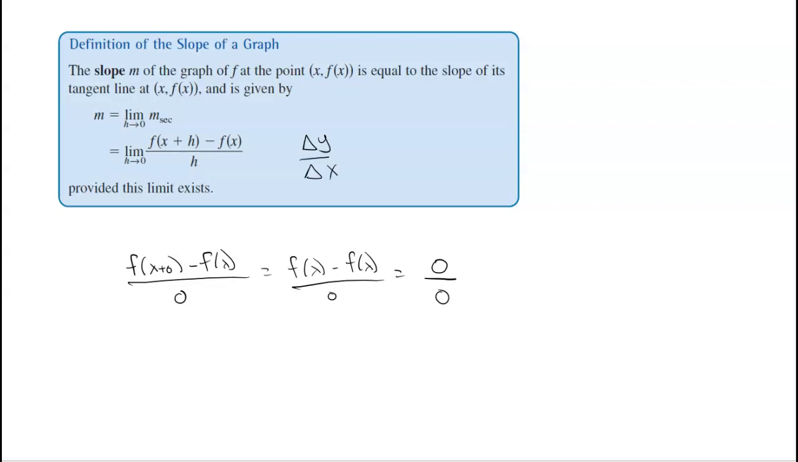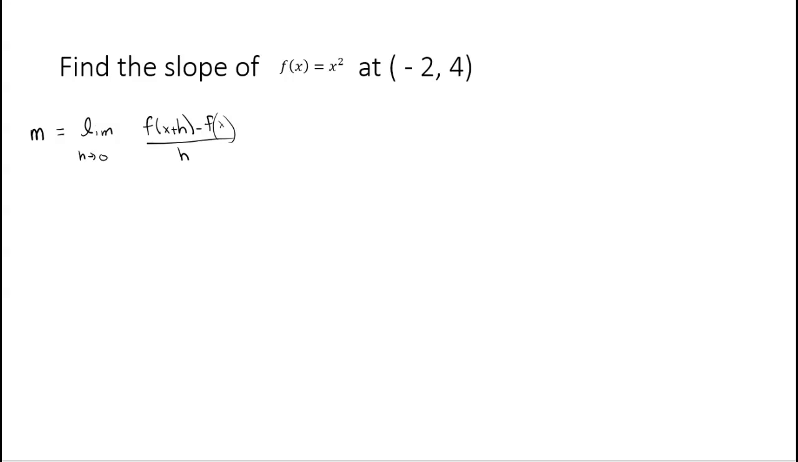So basically what we're going to work on in this video is how do I get rid of that h out of my denominator. Because if I get rid of that h in my denominator, chances are I'll be able to get rid of it in my numerator and actually be able to plug in the 0. So let's see what we can do. So here's our first example. We're going to find the slope of f of x equals x squared, which is a parabola, at the point -2, 4.